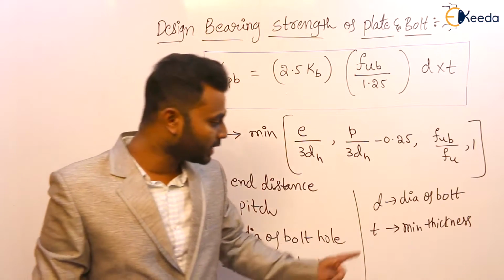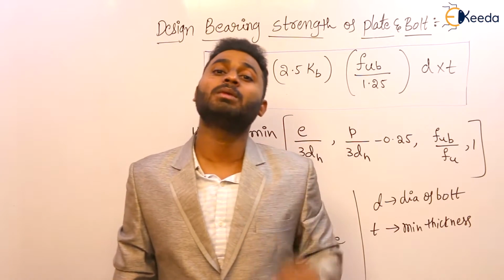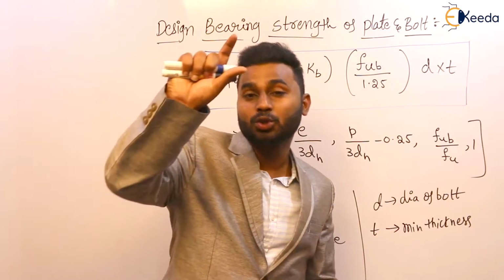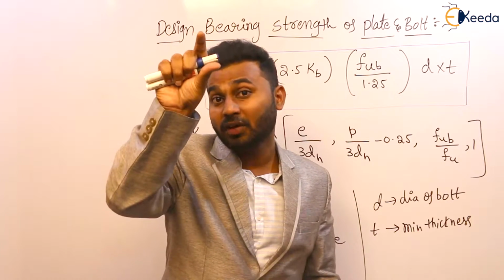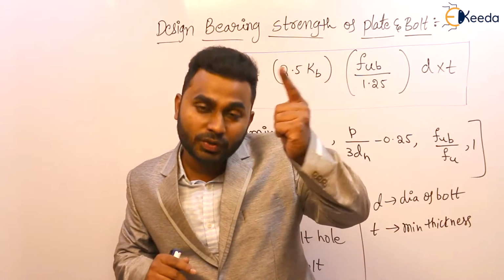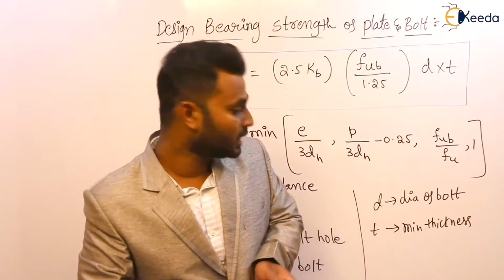Once again I repeat regarding this thickness. If it is a lap or single cover butt joint, T is nothing but the minimum thickness. But coming to the double cover butt joint, we have two cover plates and one main plate. So we have to take the summation of the thickness of the two cover plates, or the thickness of the main plate, whichever is minimum. Clear?